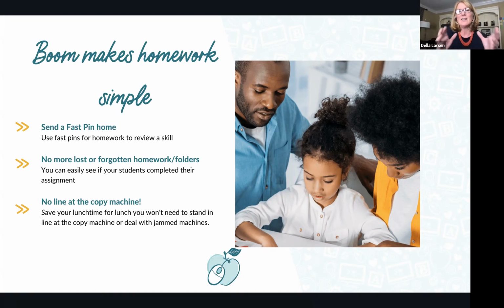And by just having a FastPin, there is no data. They're getting access to quality skills, and so I'm fine with no data for that. And there's the benefit of they didn't forget to put their folder in their bag. The dog literally did not eat their homework. It's just much easier.